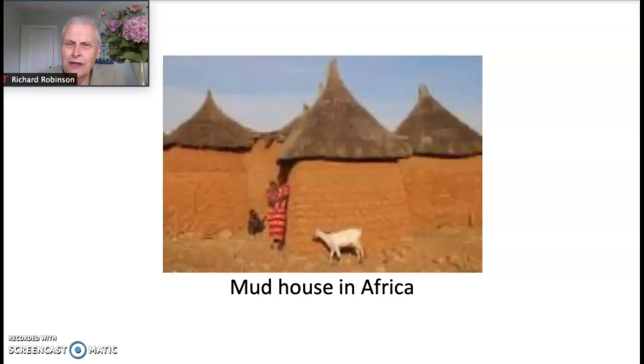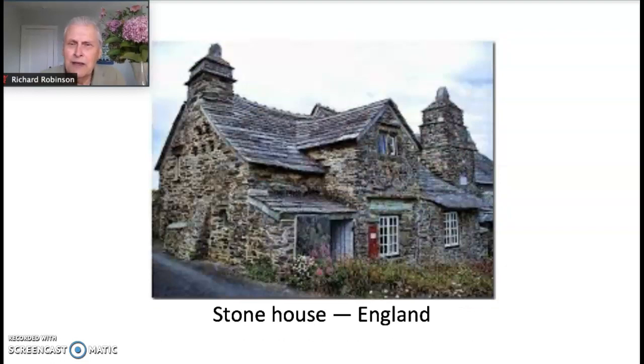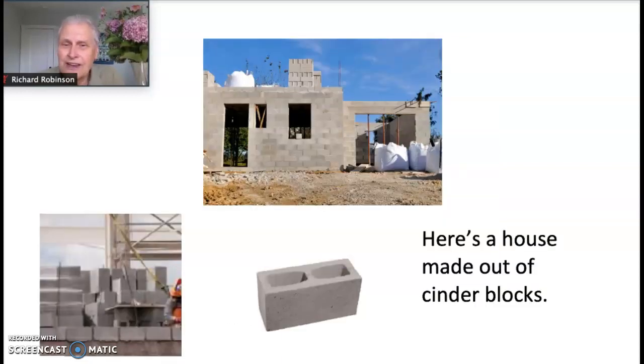In some places in Africa, people make their houses out of mud. Mud is dirt and water mixed together. In Malaysia and other South Pacific places, people build their houses out of bamboo. And in some places of the world, like England and Scotland, people find stones and build their houses out of stones. One way to build a house is out of cinder blocks. This is a picture of cinder blocks, and this is a house that's being built out of cinder blocks.